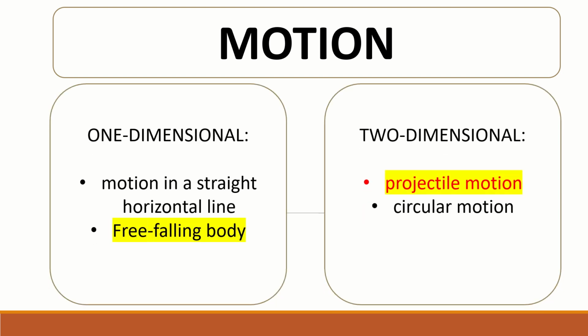So first, we have to define motion. We all know that motion is all about your movement from a reference point to an endpoint. We have defined as well these two types, which are one-dimensional and two-dimensional, under the previous topics. Under one-dimensional, we have motion in a straight horizontal line and your free-falling body, or the movement that is more on downwards. We also have two-dimensional, which is all about your projectile motion and circular motion. But no worries, because we are just going to talk about these two highlighted things under this discussion.